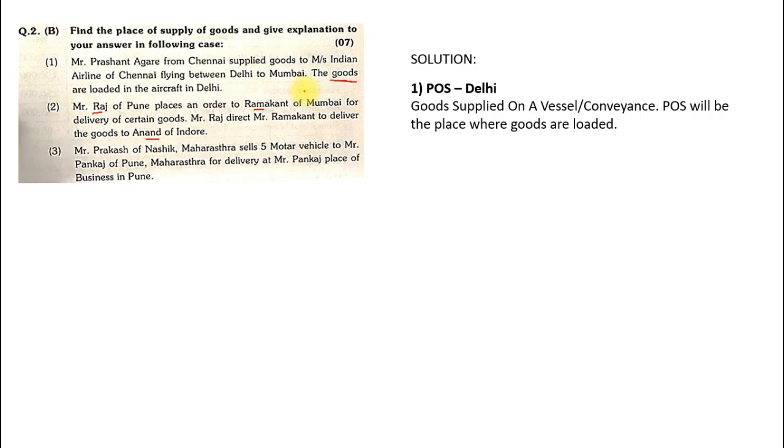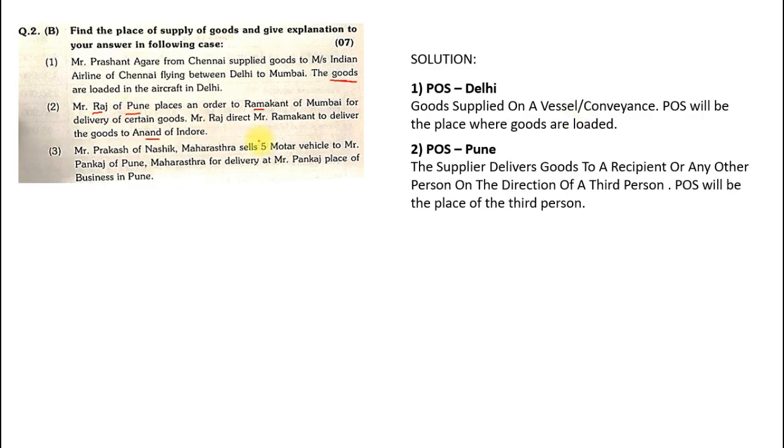So under the three party rule, the person who has given the order, the third party, whose place it is becomes the place of supply. In our case, Raj is the third person because he has given the order to Ramakant to deliver the goods to Anand. So the place of Raj is Pune, and my place of supply will be Pune. The supplier delivers goods to a recipient or any other person on the direction of the third person. In that case, the POS will be the place of the third person.